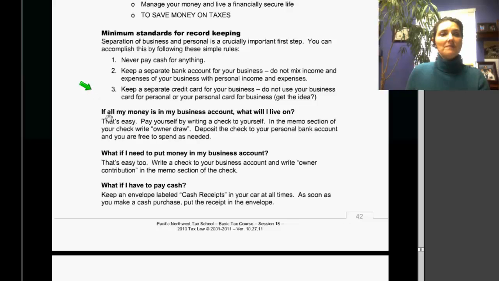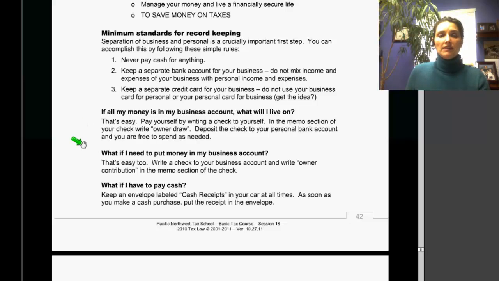Get the idea? Now, if all of my money is in my business account, what am I going to live on? This is the question my clients ask me all the time. Well, that's very easy. You pay yourself by writing a check to yourself from your business account. And in the memo section of your check, write owner draw. You can then deposit the check from your business account into your personal account and spend the money from your personal account as you need to.